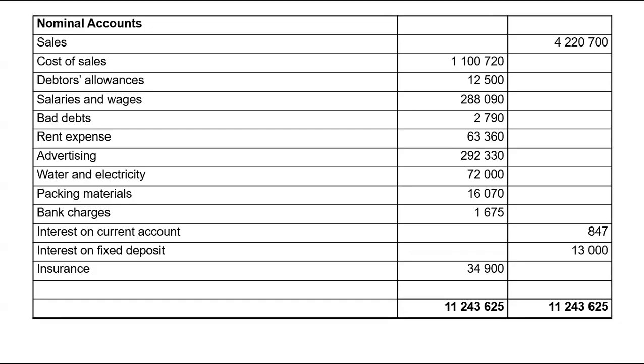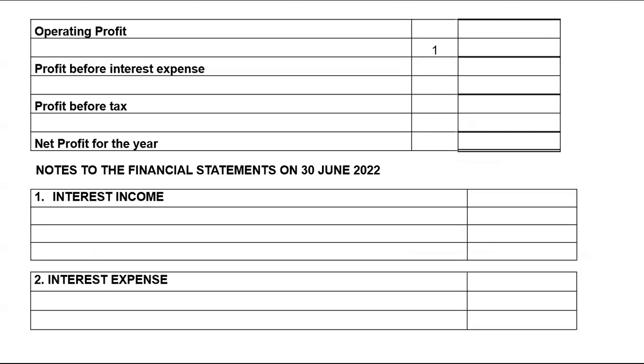At the bottom, they've got interest on current account and interest on fixed deposit. Those will go to the bottom of your statement of profit or loss. We're going to record them as interest income. So it will be made up of interest on fixed deposit and interest on current account, which was that 847. So those ones will not be recorded under income.